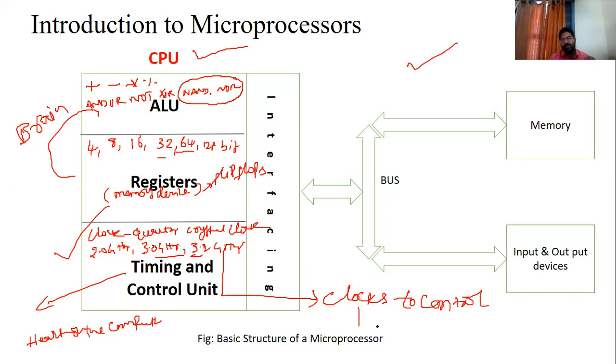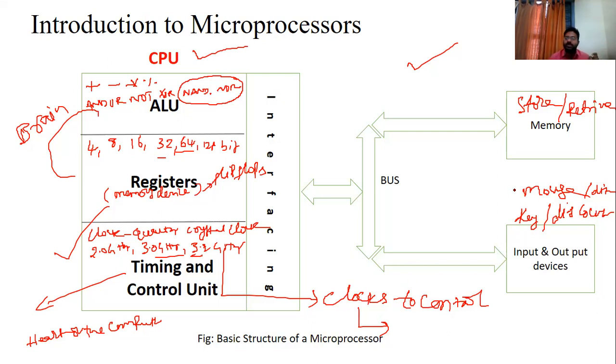How many clocks are sent? Suppose you can store the memory, or you can retrieve the memory, or you can connect a keyboard or disconnect it, or connect a mouse or disconnect it, or press some keys on the keyboard. How are all these things controlled? By this timing and control unit.